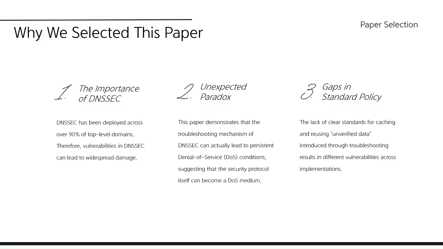Third, there is a lack of clear standards for caching and reusing the unverified data that comes from troubleshooting. This has led to different implementations and vulnerabilities. This lack of a formal guideline clarifies our project's objective: to verify these vulnerabilities and propose more secure policies.